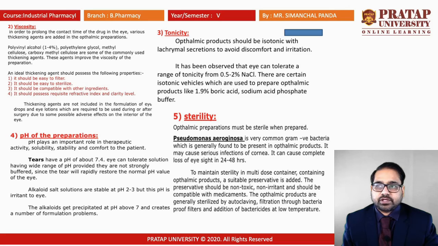Second one is the viscosity. In order to prolong the contact time of the drug in the eye, various thickening agents are added in the ophthalmic preparation. Polyvinyl alcohol, polyethylene glycol, methyl cellulose and carboxymethyl cellulose are some of the commonly used thickening agents. These agents improve the viscosity of the preparations. There must be some ideal characteristics of a thickening agent: it must be easily filterable, easily sterilized, compatible with other ingredients, and it should pass the requisite refractive index and clarity level.